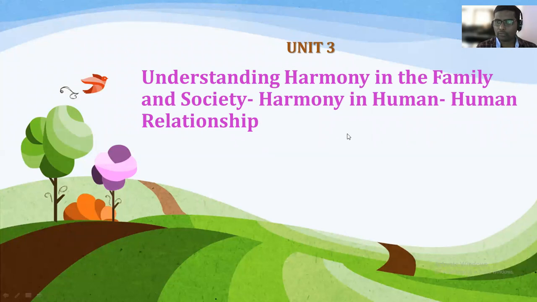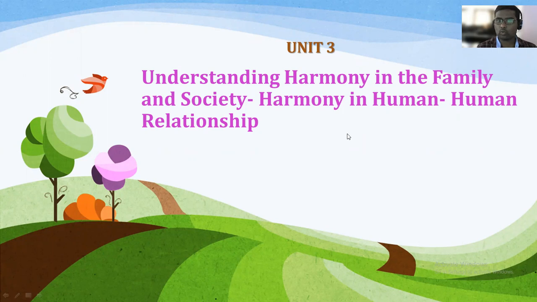Now, as we know, we have to maintain the harmony at four levels. What are these four levels? Number 1 is the self, which we discussed in unit number 2. Number 2 is the family, then society, and then nature. And in this unit number 3, we have to discuss the harmony in the family. The title of unit number 3 is: Understanding Harmony in the Family and the Society.